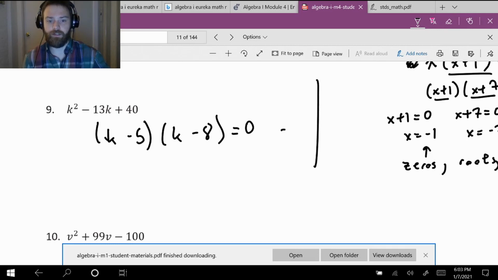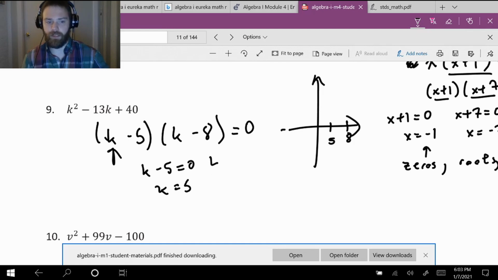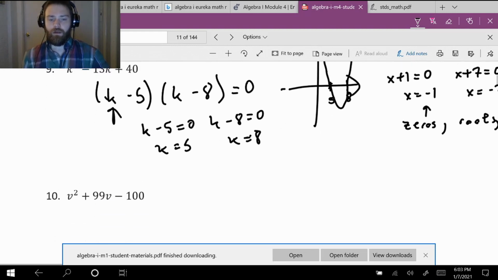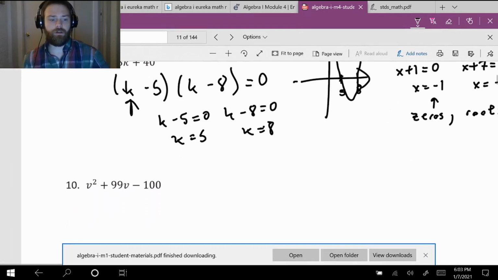So I'm saying that on this axis, right over here at +8 and +5, right? Whatever value I plug in here, I'm trying to find this equal to 0. Or k minus 5 equals 0, which is k equals 5, and then k minus 8 equals 0, which is k equals 8. I'm trying to find where that hits the x-axis. So it's going to hit there and there, positive a term, so the quadratic bends up.